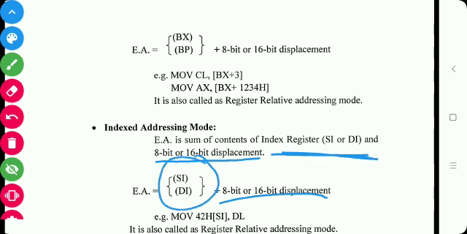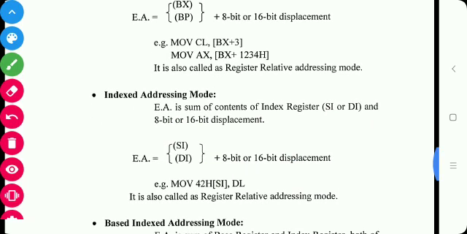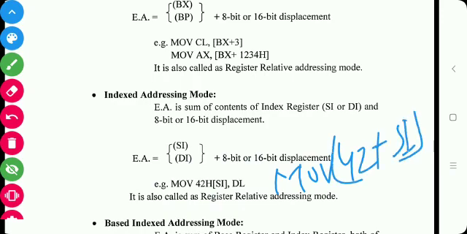So the example is MOV [42+SI], DL. This moves the contents of DL to the memory location whose effective address is the addition of 42 plus SI. Okay, so this is the indexed addressing mode. The next addressing mode is explained in the next video.